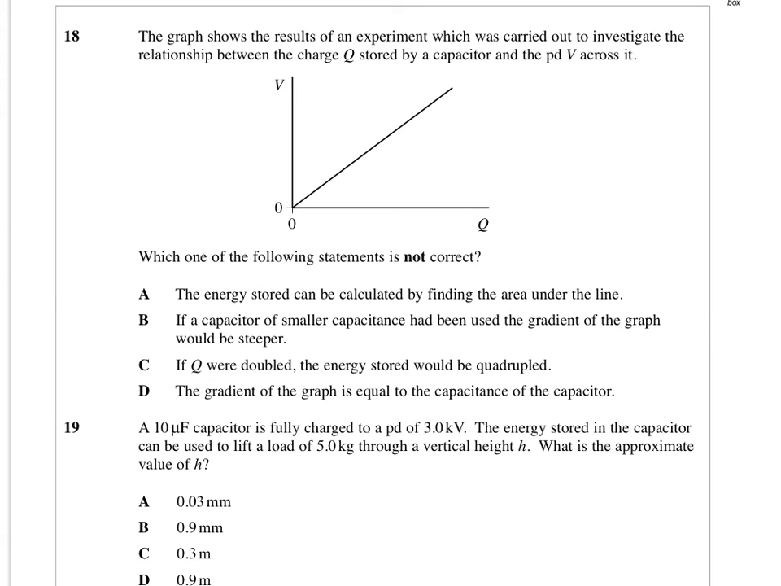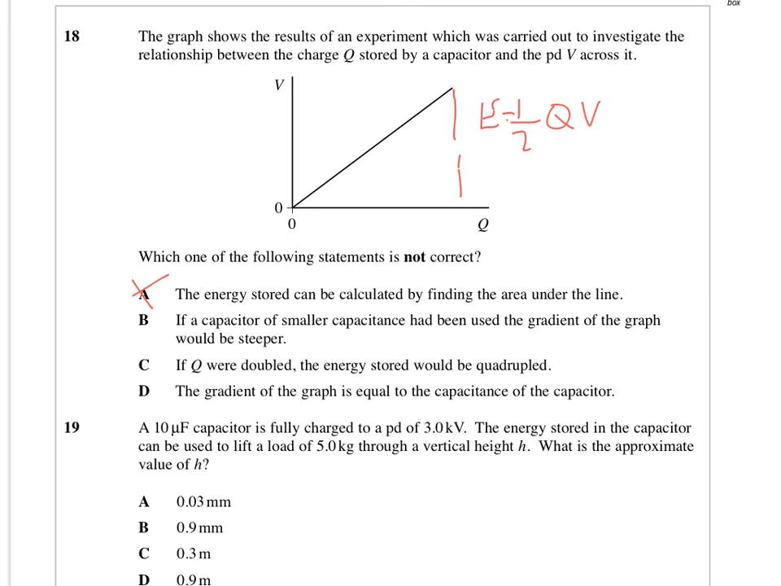Okay, so energy can be found by calculating the area under the line. So the area under this line would be essentially a triangle. So it's going to be a half QV, which is indeed an expression for the energy stored in a capacitor. So that is true, so A is not the answer. If a capacitor of smaller capacitance had been used, the gradient of the graph would be steeper.